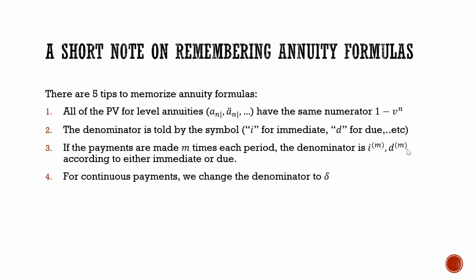Tip number 4, for continuous payments, we change the denominator to delta. So we're not going to use i or d, but we use delta. So i for immediate, d for due, and delta is for continuous.